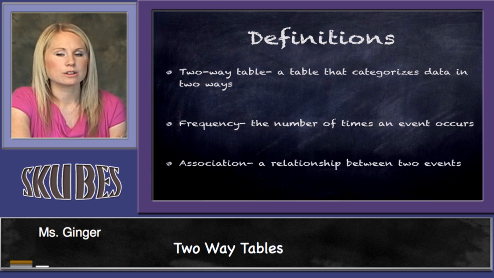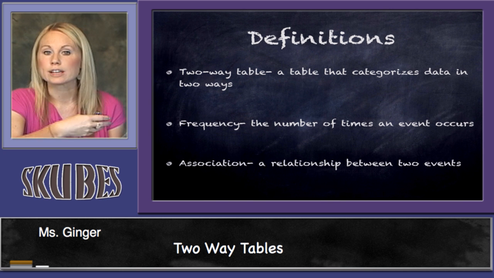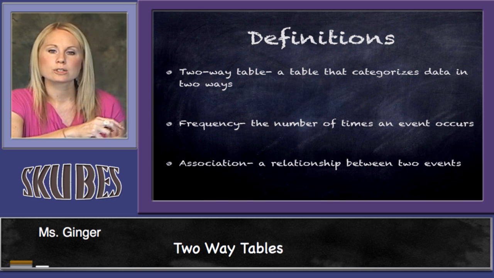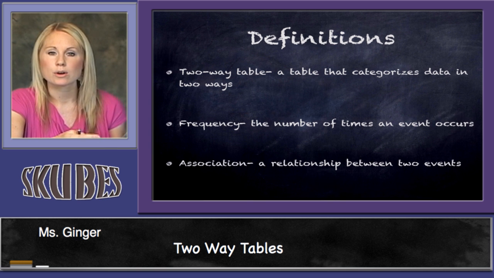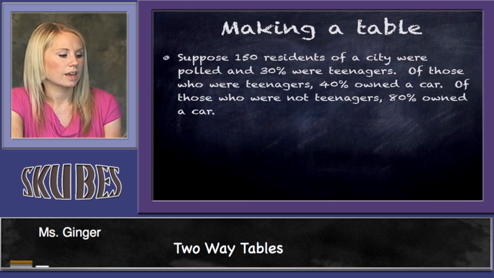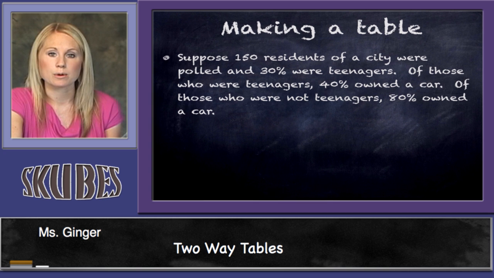And then you may also hear the word association when you're dealing with these, and that's just referring to the type of relationship that the data may have. When you see your percentages all laid out in this type of table, you can compare and see if there's any kind of relationship between your events. That's very neat.